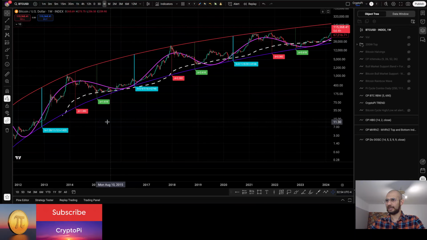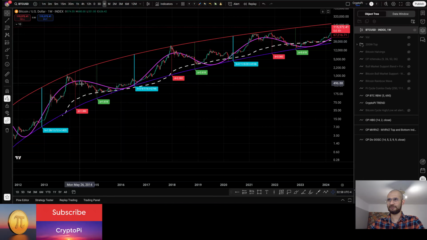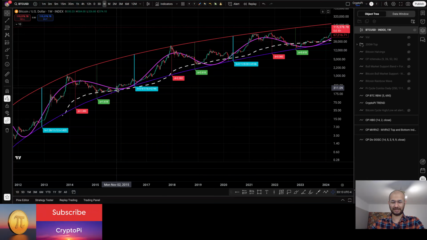So in 2014, we see here that whenever the price crossed the D line, we saw a bear market, and then whenever the price crossed the accumulation line, that's the green one, we saw that the bottom was in, and when the price crosses above the wave line, that's when the bull market begins again for Bitcoin.